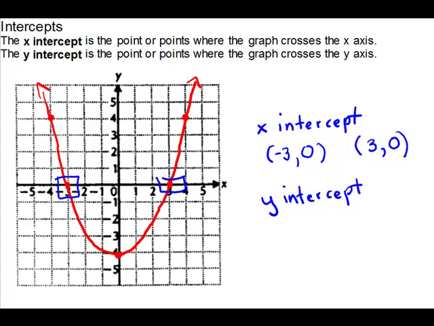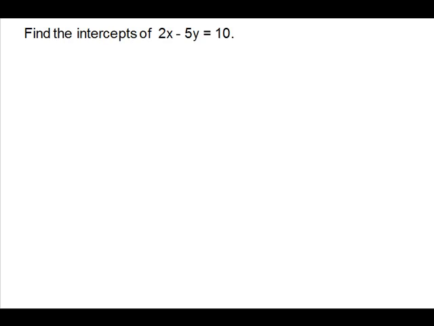Let's look for the y-intercept on this graph, and there's only one right here. And its coordinates are 0 going across, so 0 for x, and -4 for the y. If we want to find the intercepts of an equation, we can do it algebraically. For the x-intercept, we will substitute 0 into y, and for the y-intercept, we will substitute 0 into x. So let's find the x-intercept first for this problem.